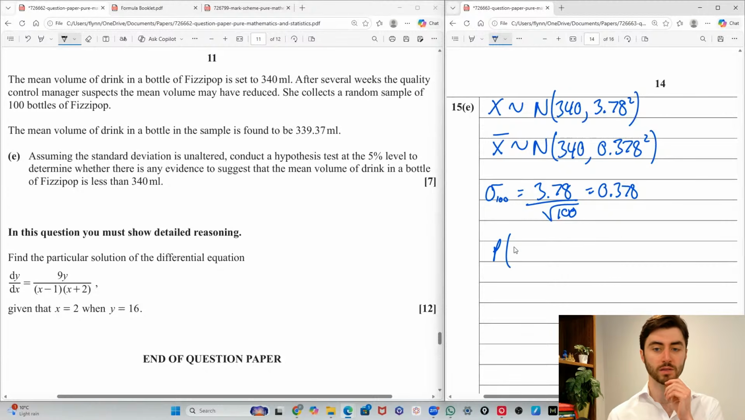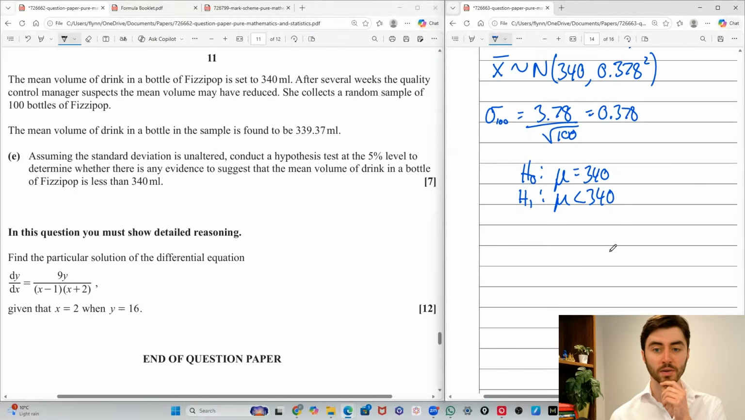The probability, so this would be, well, H naught is that, so that's always done on the mean in a normal hypothesis test. The mean is as expected, and H1, the alternative, is that it's reduced. So what we want to do is to calculate the probability of X bar being less than 339.37, which looks very close. So I really do not think this is going to be significant. But let's see.